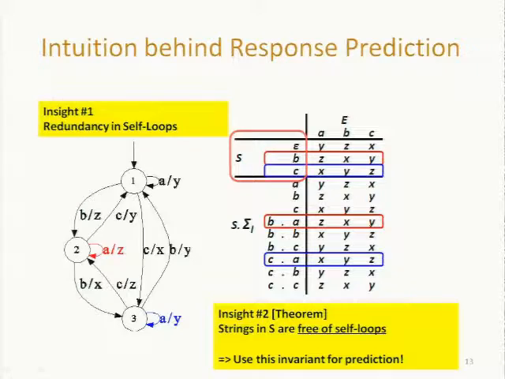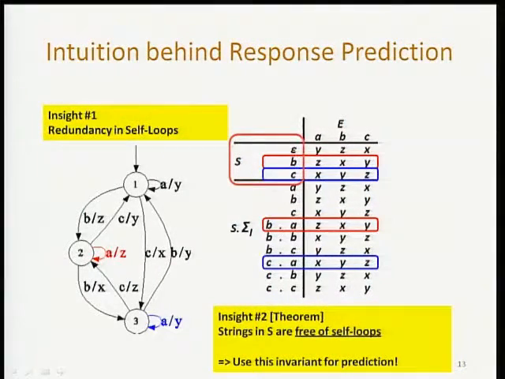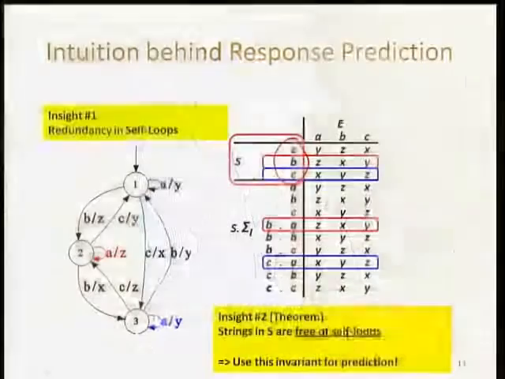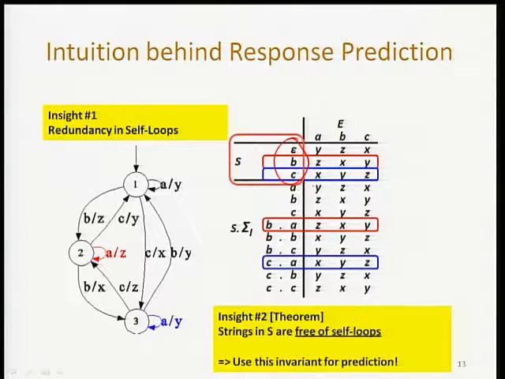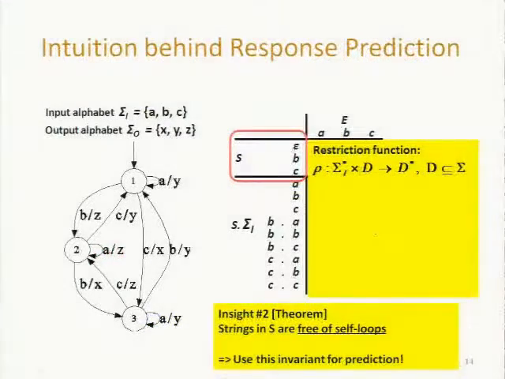The first insight is that if you look at the S part of the table, which is the upper part, then the prefixes can be seen as strings of messages that are the shortest sequences that get you to each individual state. So you can imagine expanding the state machine into a spanning tree, and then these sequences in the upper part of the table are the labels of paths to each individual node in the tree. Because they're free of self loops, we can try to use these sequences to predict responses. And that's exactly what we do.